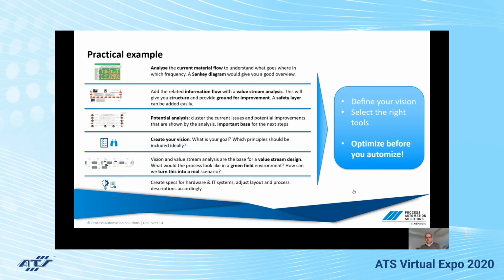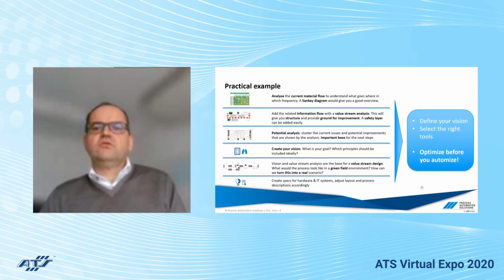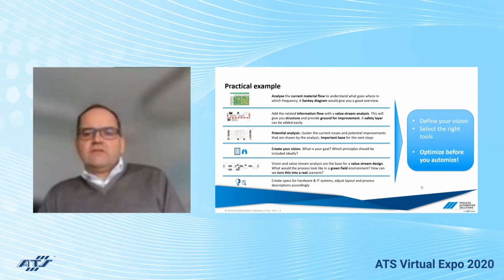Coming to the takeaway box on the right-hand side, from my point of view, before automizing a process, you should really define your vision. You need to select the right tools to go along. In our case, it's a Sankey. In our case, it's a value stream analysis and a value stream design. And then it's always the same, optimize before you automize.